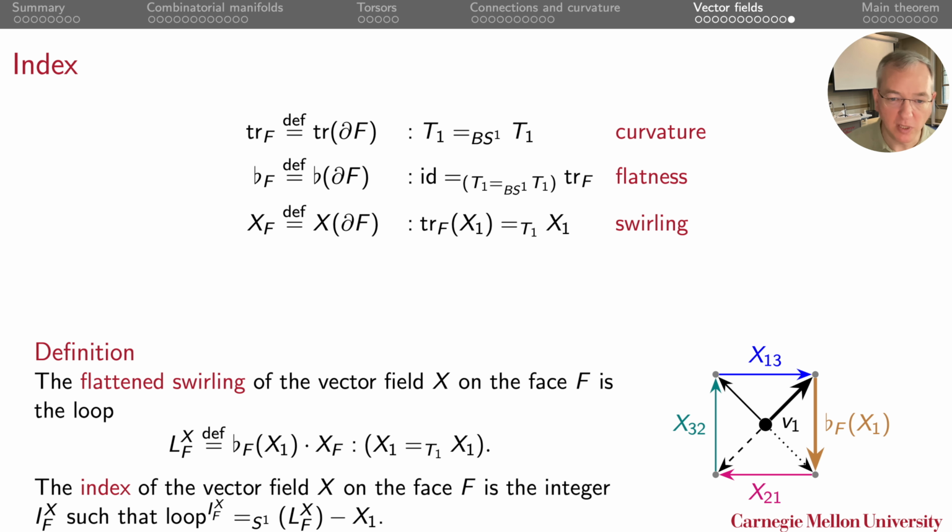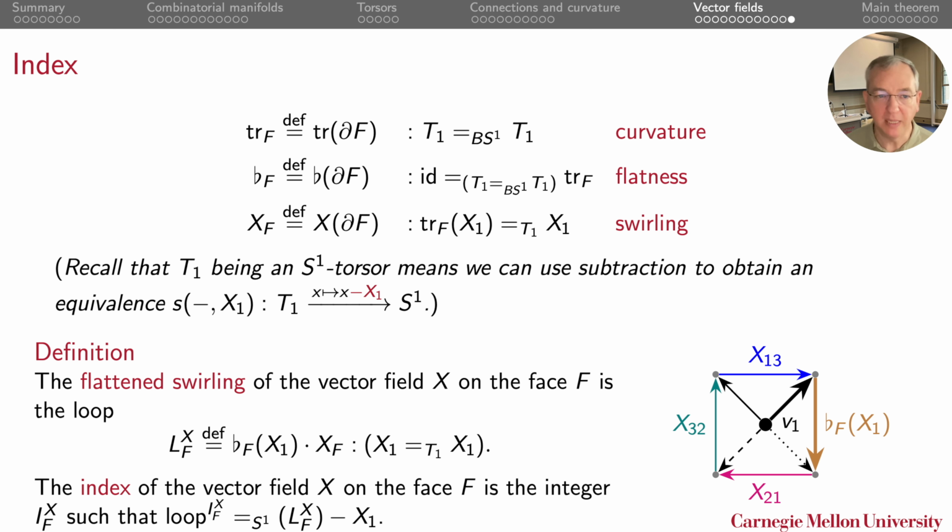So I've just written some fine print that is the integer such that in the circle has, of course, base and loop. Loop is its path. Loop to that integer is this loop. And this whole minus x1 business we will dwell on much more, but that's because we can recall that T1, or this fiber, being an S1 torsor means that we can use subtraction to obtain an equivalence with S1. Remember that? We can take 2 points and say, what's the unique S1 that maps one to the other?